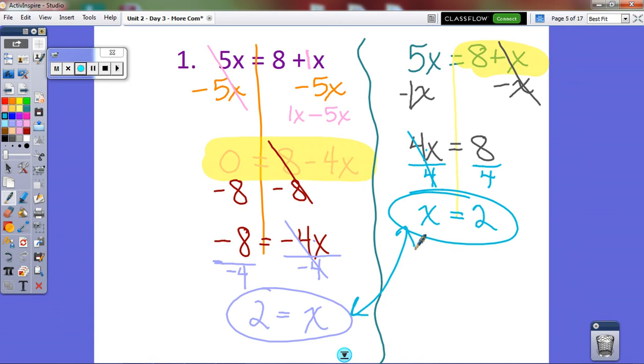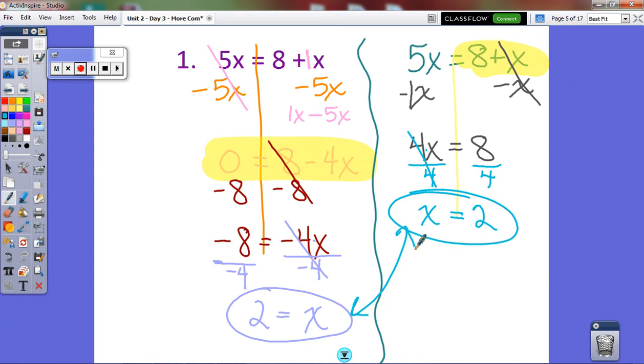So we're going to try to be intelligent with which way we move variables and numbers. I wish I could tell you to do it the same way every time. But guys, we actually have to use our brain. We have to use the intelligence that we all have to know which way to move things.